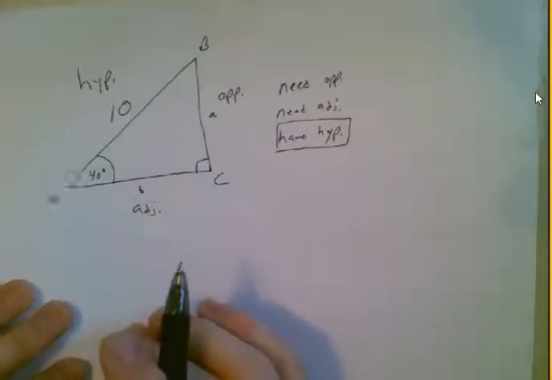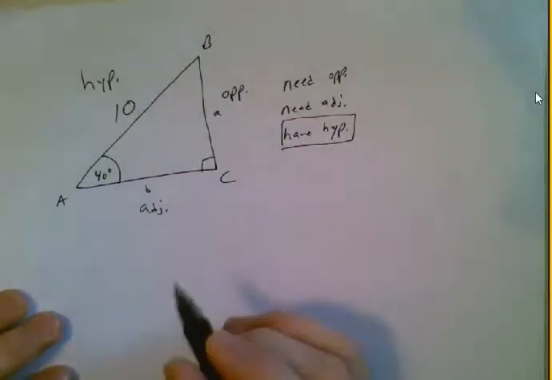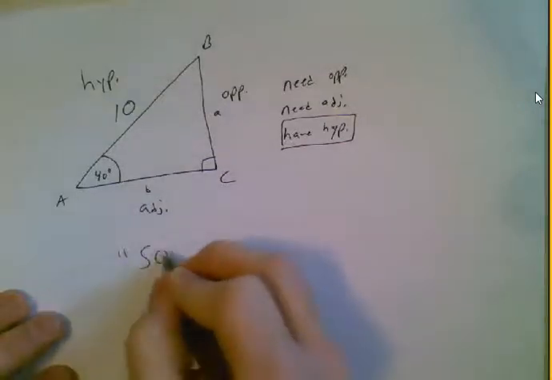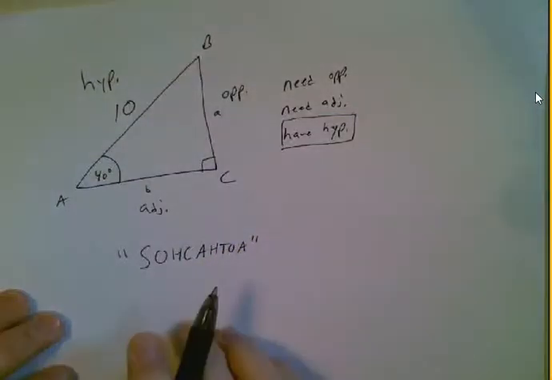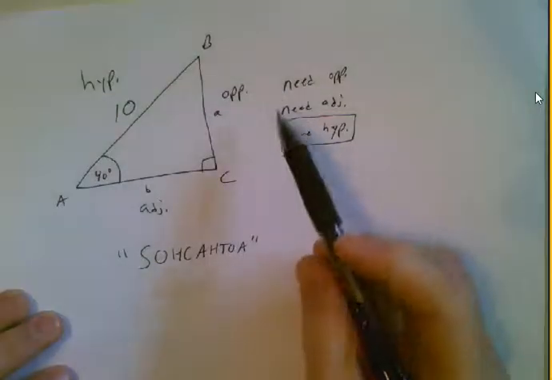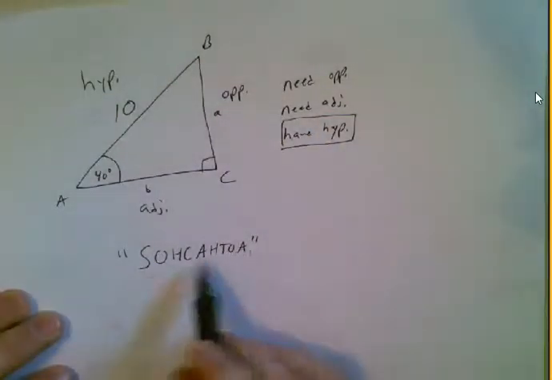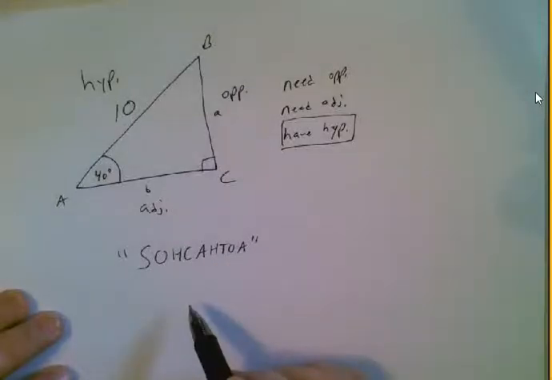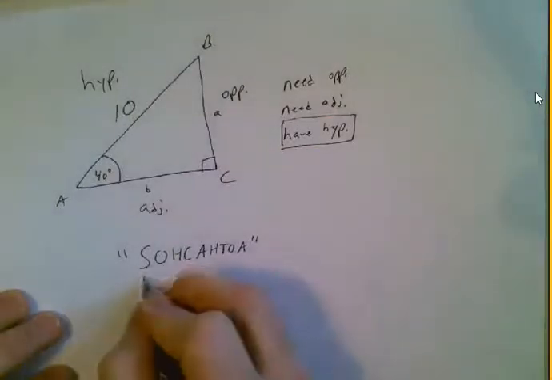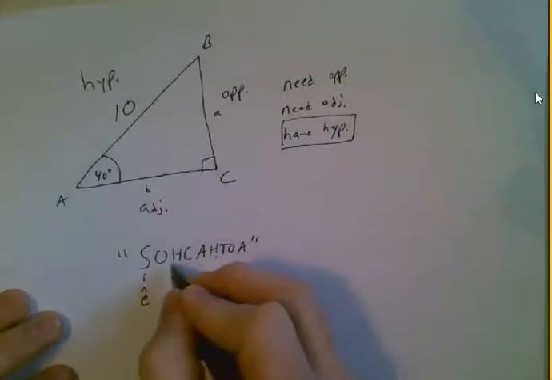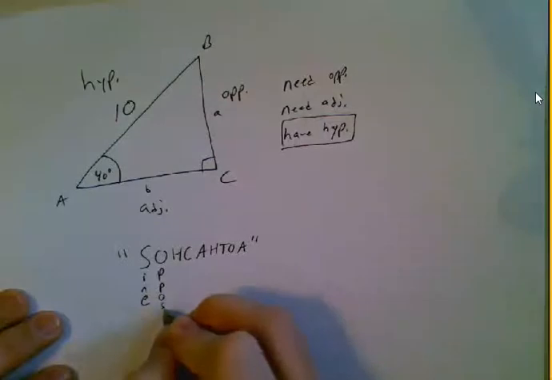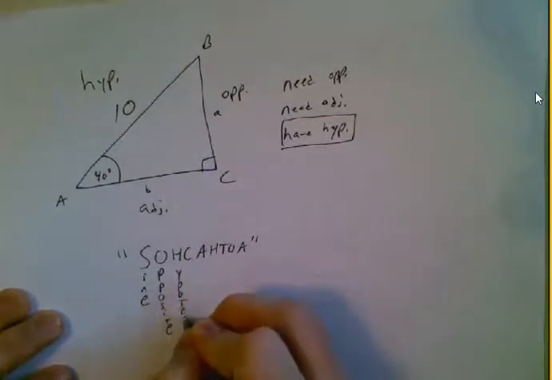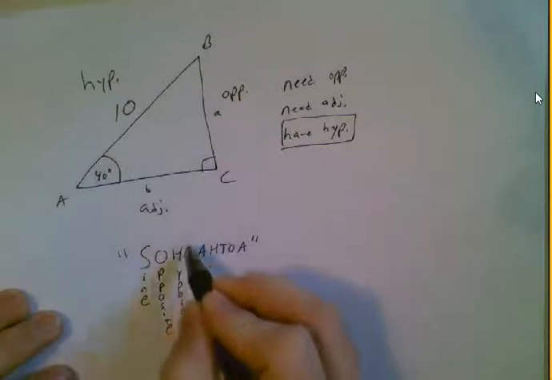Now, how do you remember which trigonometric ratio goes with which setup? A trick we talked about in class was the ancient Native American Chief Sohcahtoa, who discovered the trigonometric ratios hundreds of years ago. Because of his discovery, we named all these ratios after him. The letters in his name stand for all the trigonometric ratios we've learned. For instance, S stands for sine. O and H go with opposite over hypotenuse, because that's the sine ratio. That takes care of sine.